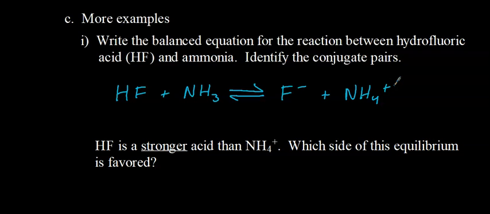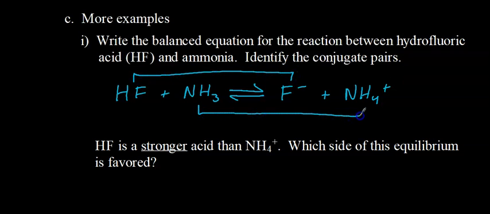Typically, we'll link up the conjugate acid-base pairs as shown here, and we want to label each substance as an acid or a base. Let's go ahead and do that. Now, if HF is an acid, then what is F minus? It has to be a base. And if NH3 is a base, what is NH4 plus? It's got to be an acid.